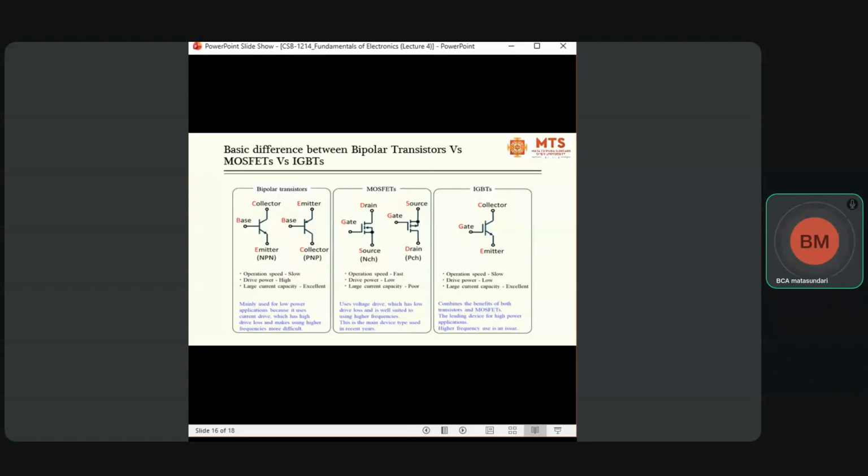MOSFET has source, gate and drain, but in bipolar it is emitter, base and collector. Operation speed is fast in MOSFET, drive power is low, and large current capacity. It uses voltage drive, which has low drive loss and is well suited to higher frequencies.